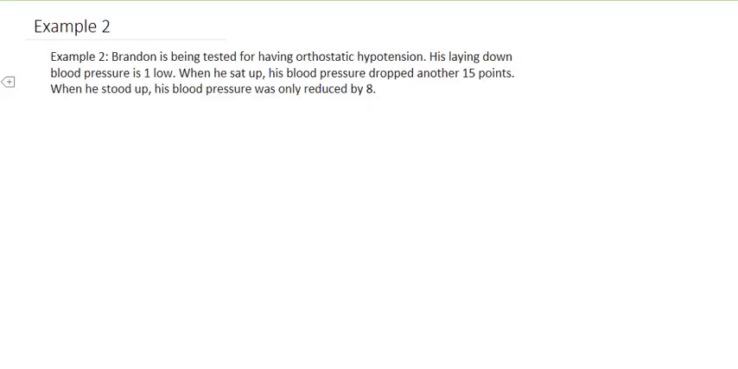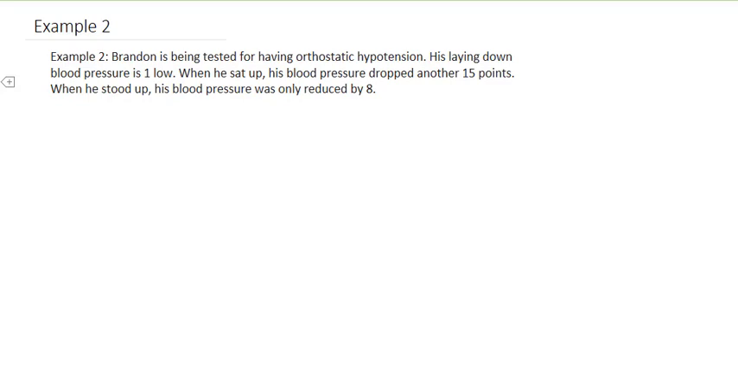Brandon's being tested for having orthostatic hypertension. His laying down blood pressure is 1 lower. When he sat up, his blood pressure dropped another 15 points. And when he stood up, his blood pressure was only reduced by 8.